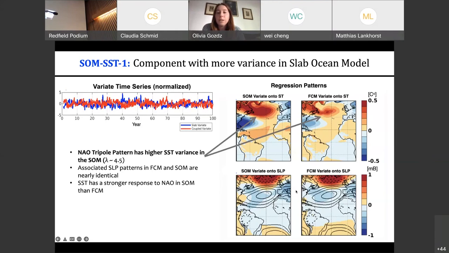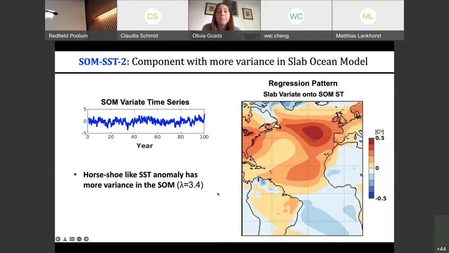So as you can see, the sea level pressure anomalies associated with this mode resemble the NAO, and what's plotted in black here is the mean sea level pressure in both models. So the sea level pressure signature is relatively identical, but it appears that the SST response to the sea level pressure is what differs between the two models. And in fact, the slab ocean model has a stronger SST response to the NAO than the fully coupled model.